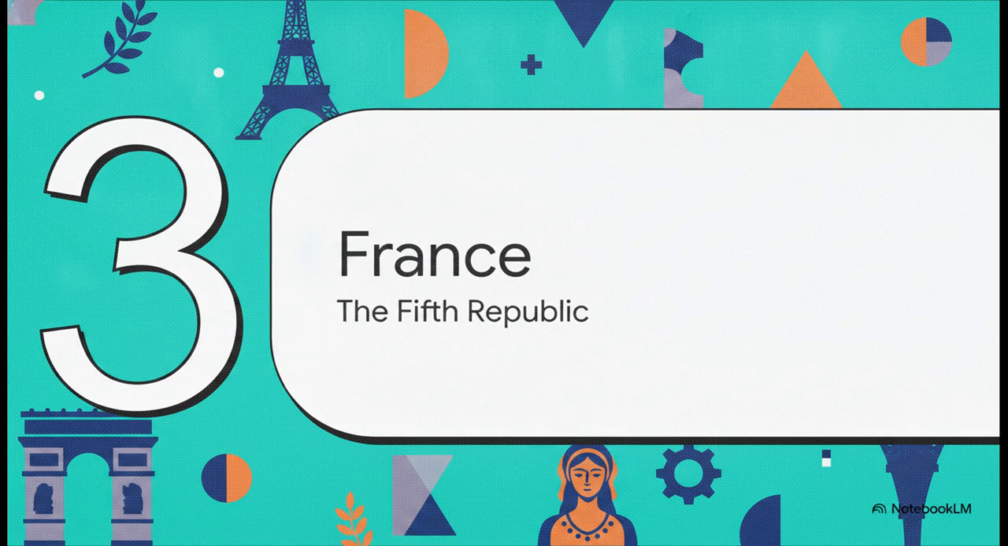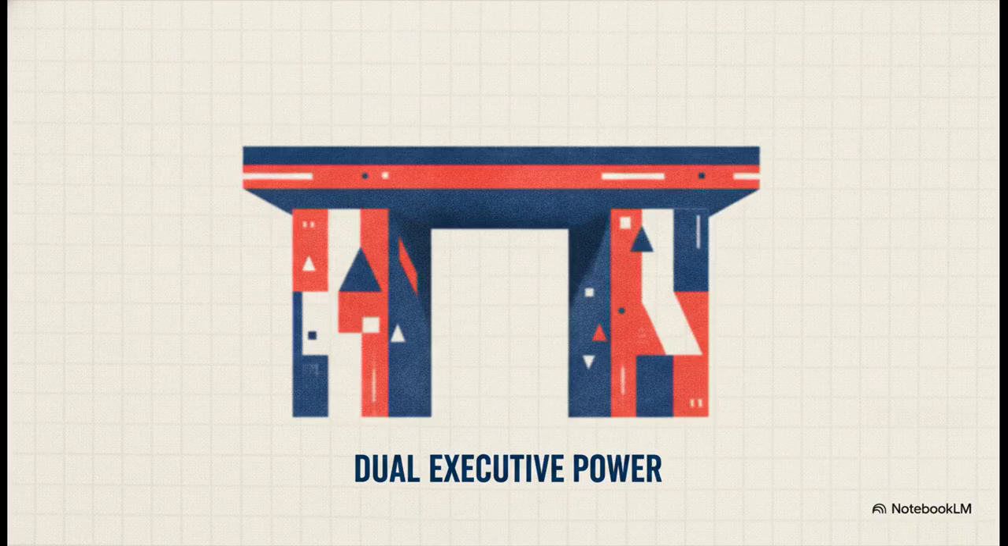Section 3. France, the Fifth Republic, a mid-century redesign. Moving right along, the current French blueprint is known as the Constitution of the Fifth Republic, established in 1958. Our source notes that, mechanically, this redesign shifted the French government into what's called a semi-presidential system. Essentially, this means they have a structural setup that shares executive power, which makes it distinct from both the UK's parliamentary focus and the pure presidential model we just saw in the US.